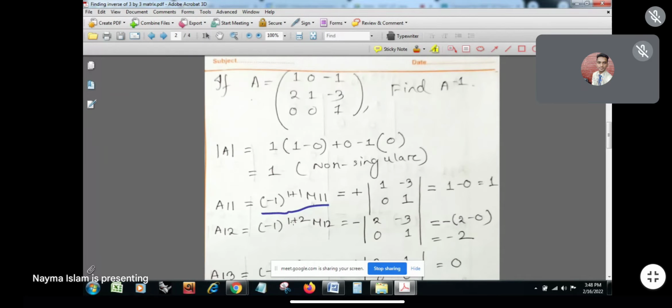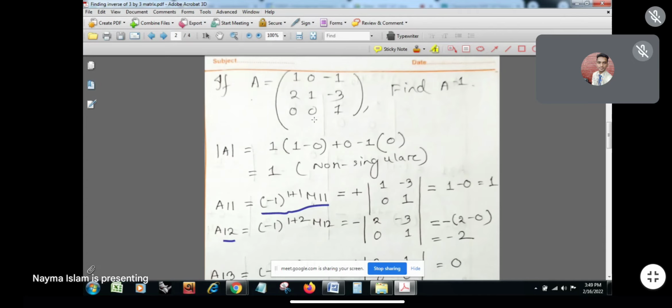A12 means the power is 1 and 2, 2 plus 1, that means this is an odd number. So before the matrix it will be minus. Okay, for A12 it will be minus. After that, for A12, you have to cancel the first row and second column.